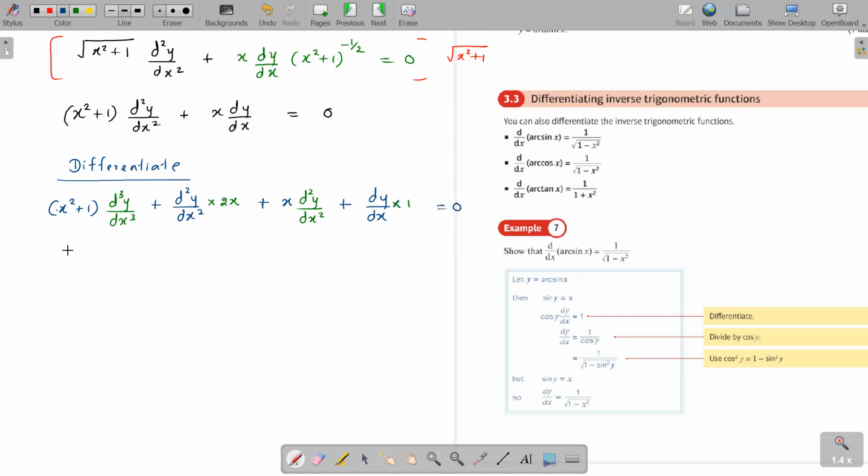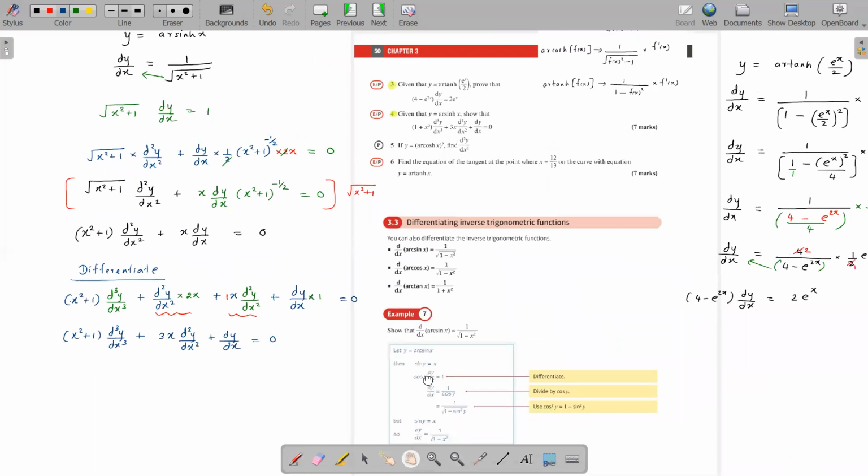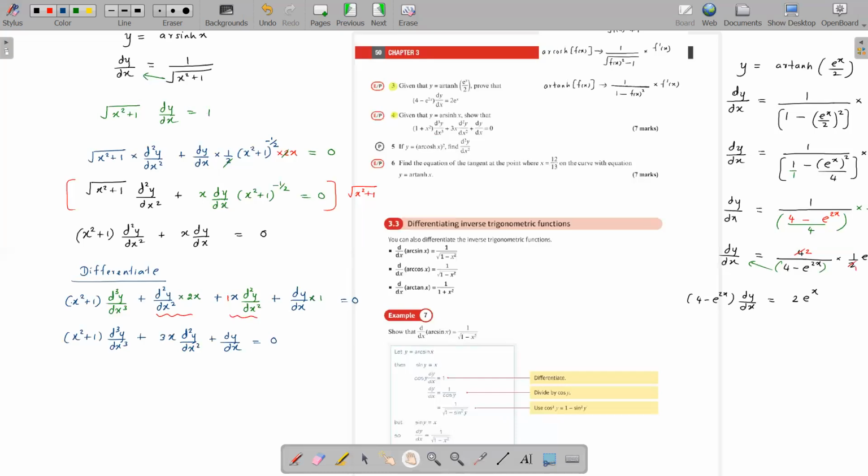So it's just rearranging this and you get to show that nicely. X square plus 1 times d cube y by dx cube. We have here 2x d square y by dx square and 1x d square y by dx square. Simply it both adds to give you how much? 3x d square y by dx square. Added the two like terms here. These two terms are like terms, okay? Added them and then plus dy by dx. Is this our show that? Yes, so this is the show that. Okay, so 7 marks, show that. Okay, so we are done with this part. So now we'll move on to the next part.